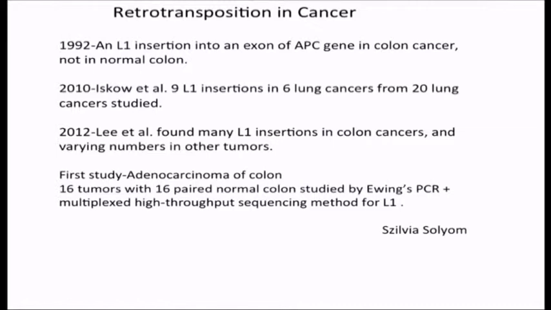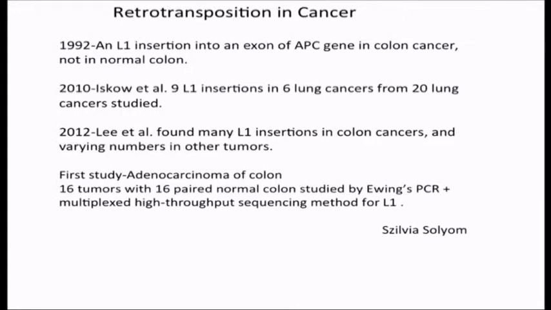Nothing was found over the succeeding 18 years. Okay, so we go to 2010, and Iskow et al. used a genome-wide approach, a full genome sequencing approach of L1s, and found, this was in lung cancer, 9 L1 insertions in 6 lung cancers, which were somatic. They were not in the normal tissue. And they studied 20 different cancers. So they had 14 lung cancers with 0 and 6 with these 9 insertions.